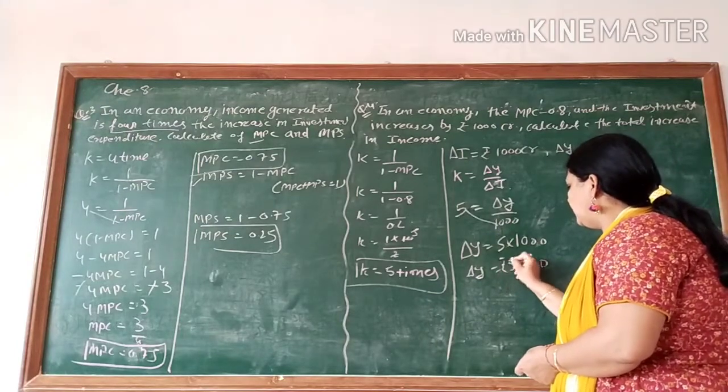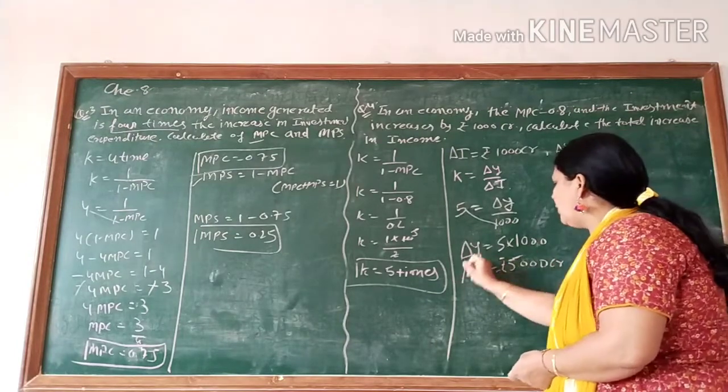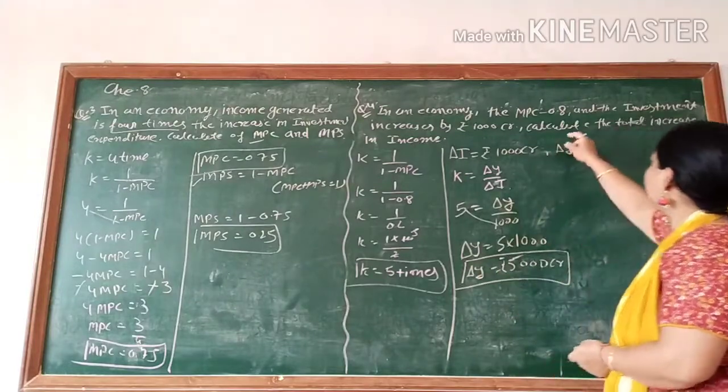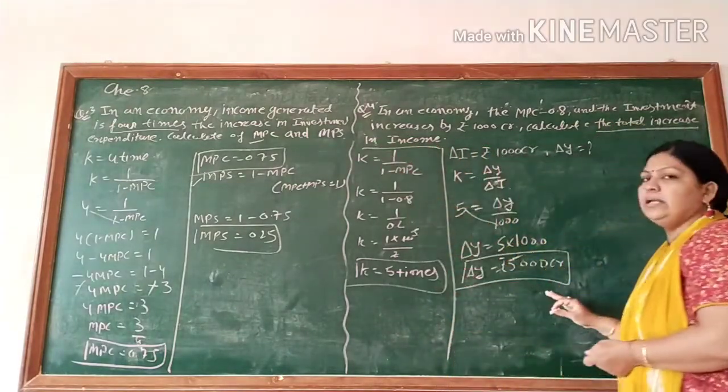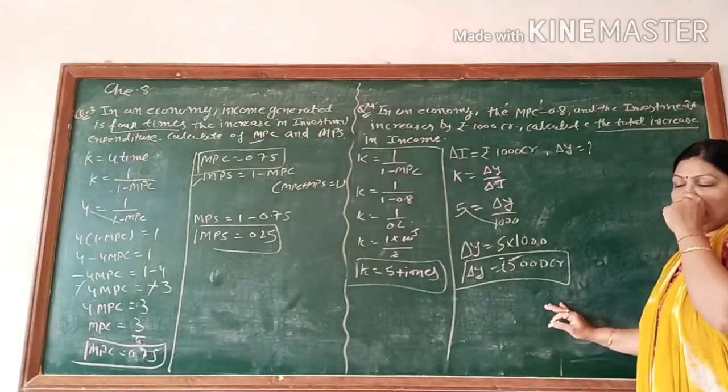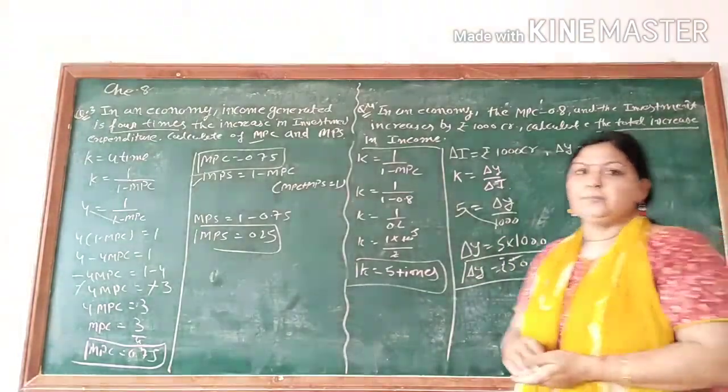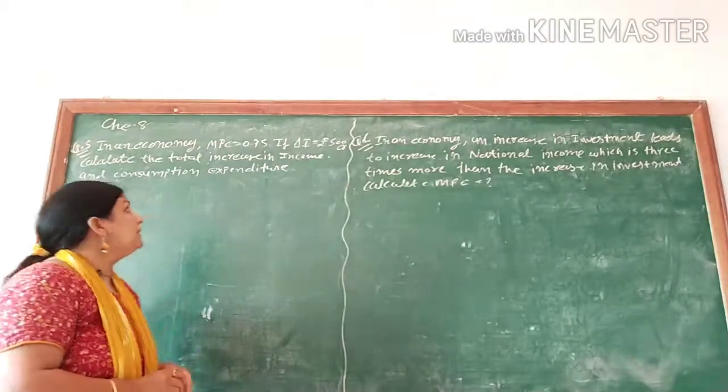So rupees in crores. You have to calculate the total increase in income. Total income increased by rupees 5,000 crore. Clear? Now the next sum.